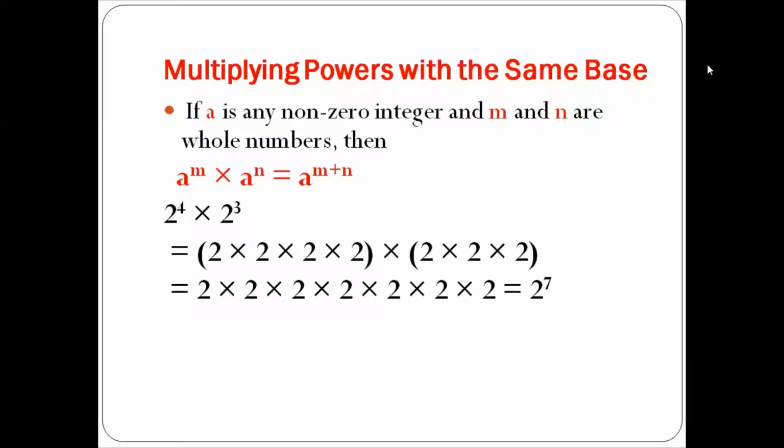So total 2 will be multiplied by 7 times. Here you can see in this bracket 2 multiplied by 2 multiplied by 2 multiplied by 2. In the same way you have to expand it. 2 raised to power of 3, that is 2 multiplied by 2 multiplied by 2. So totally 2 will be multiplied with itself 7 times.